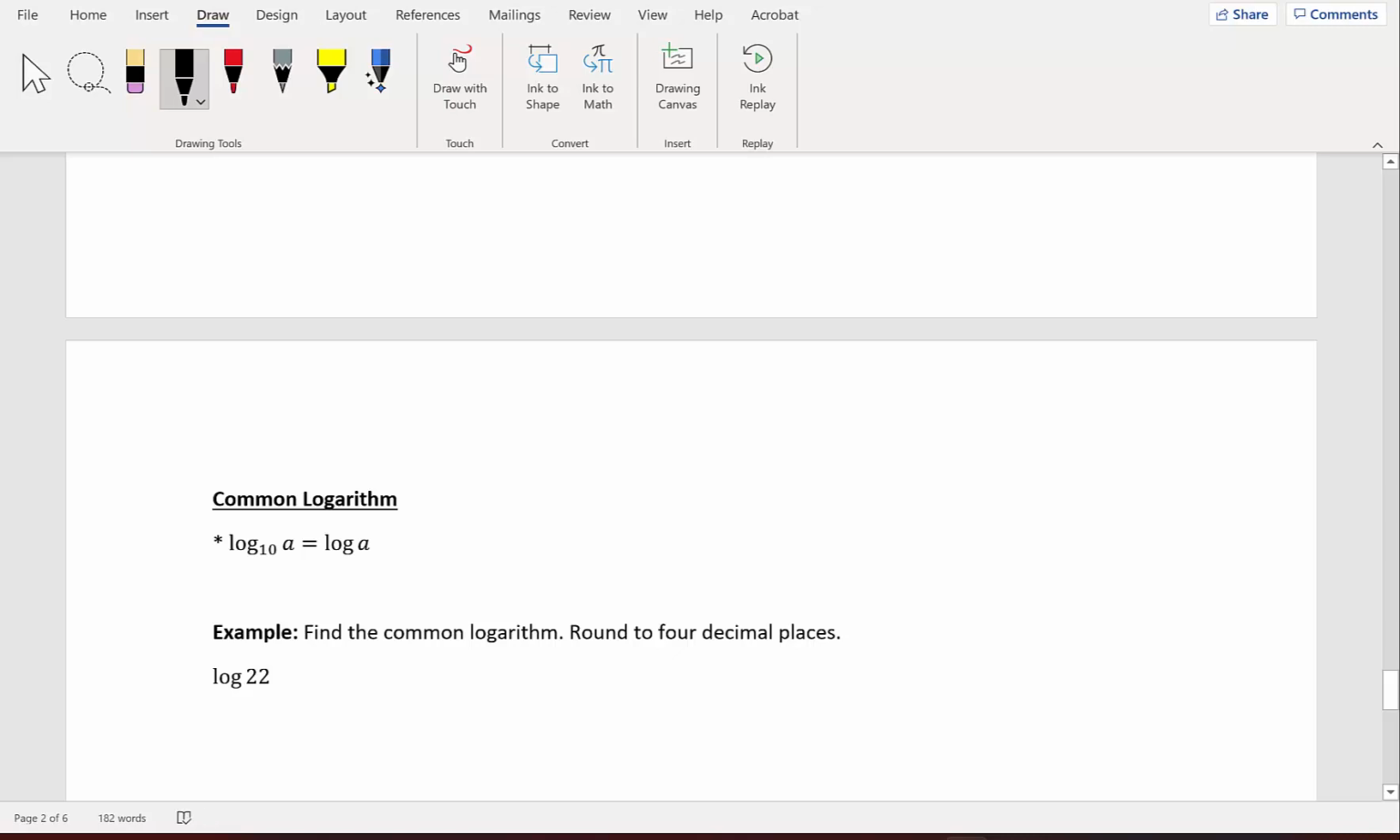And now this leads us to common logarithm. Common logarithm is when your base is 10. So log base 10 of a is just equal to log of a. In other words, when your base is 10, you don't see the base written out. You'll just see log and then of some number. So when you have common logarithm, when your base is 10, you won't see it written out.